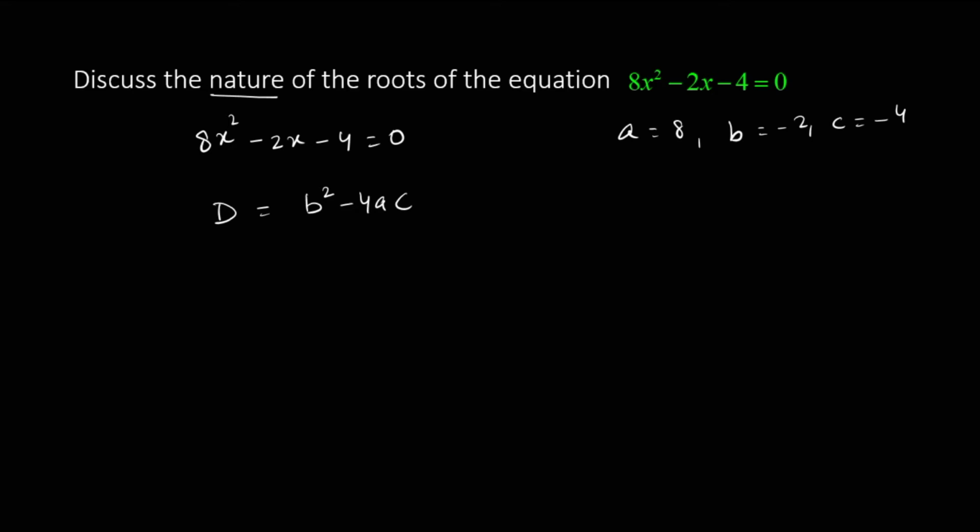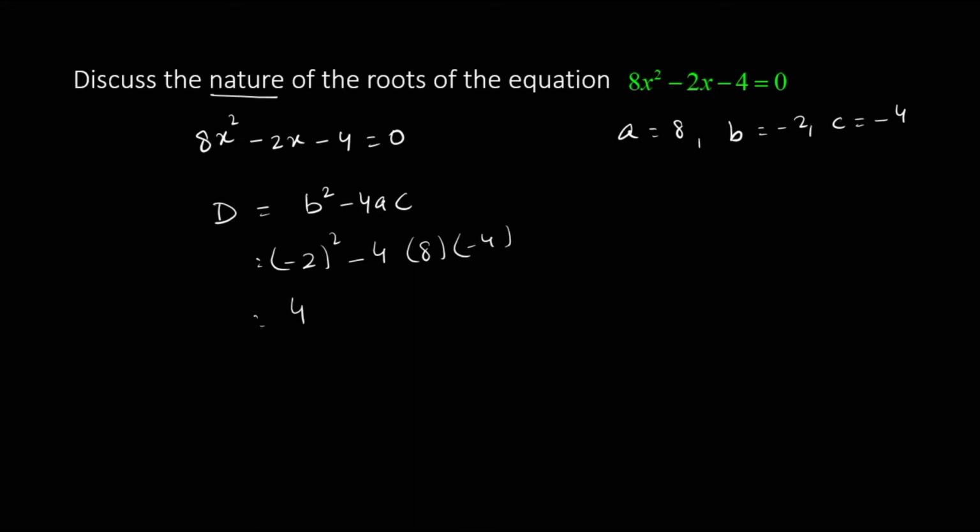So I request all of you, please go back to all the quadratic equation classes so that you have well understood these classes. Okay, now we have b is equal to minus 2, so we put here minus 2, that is b square minus 4 into a is 8 and c is minus 4.